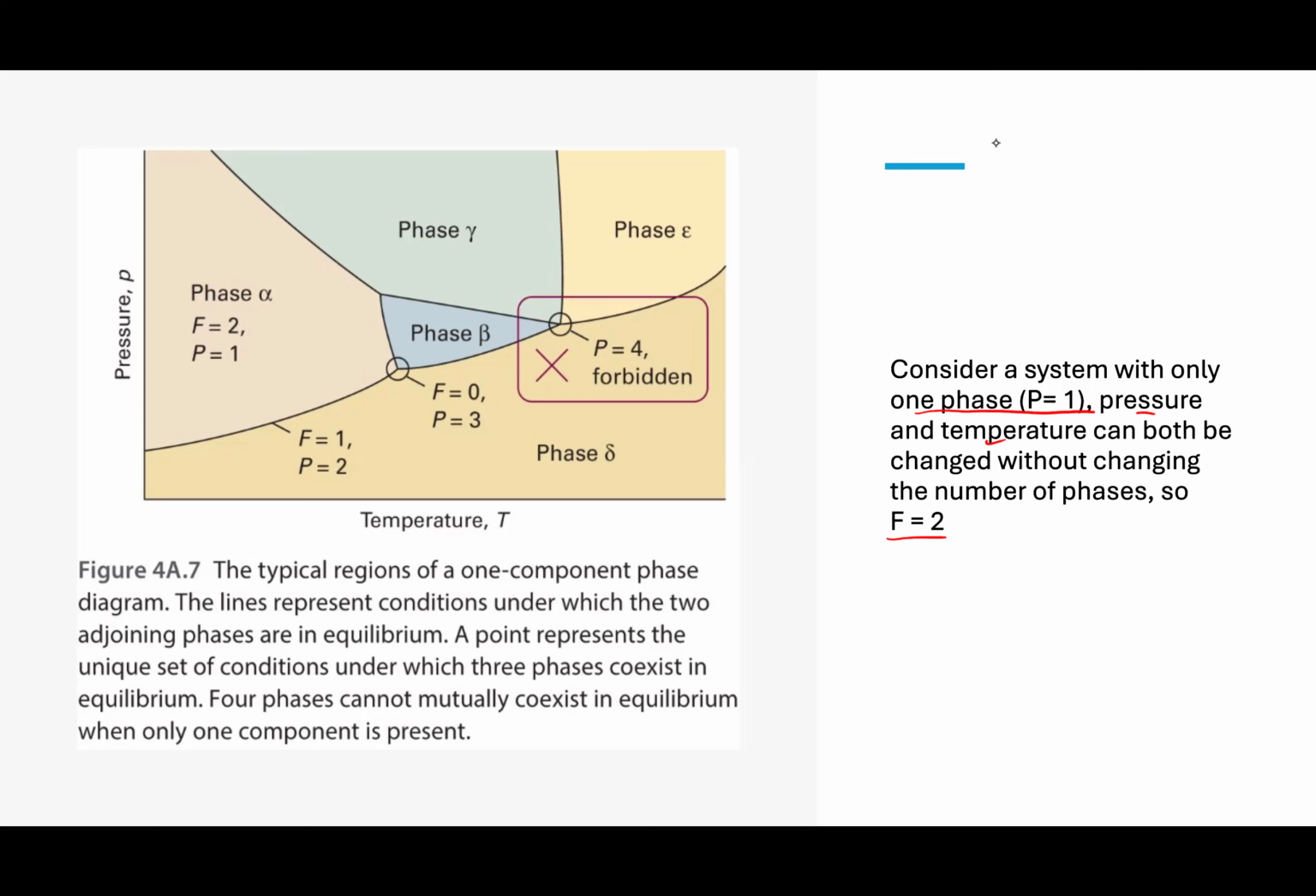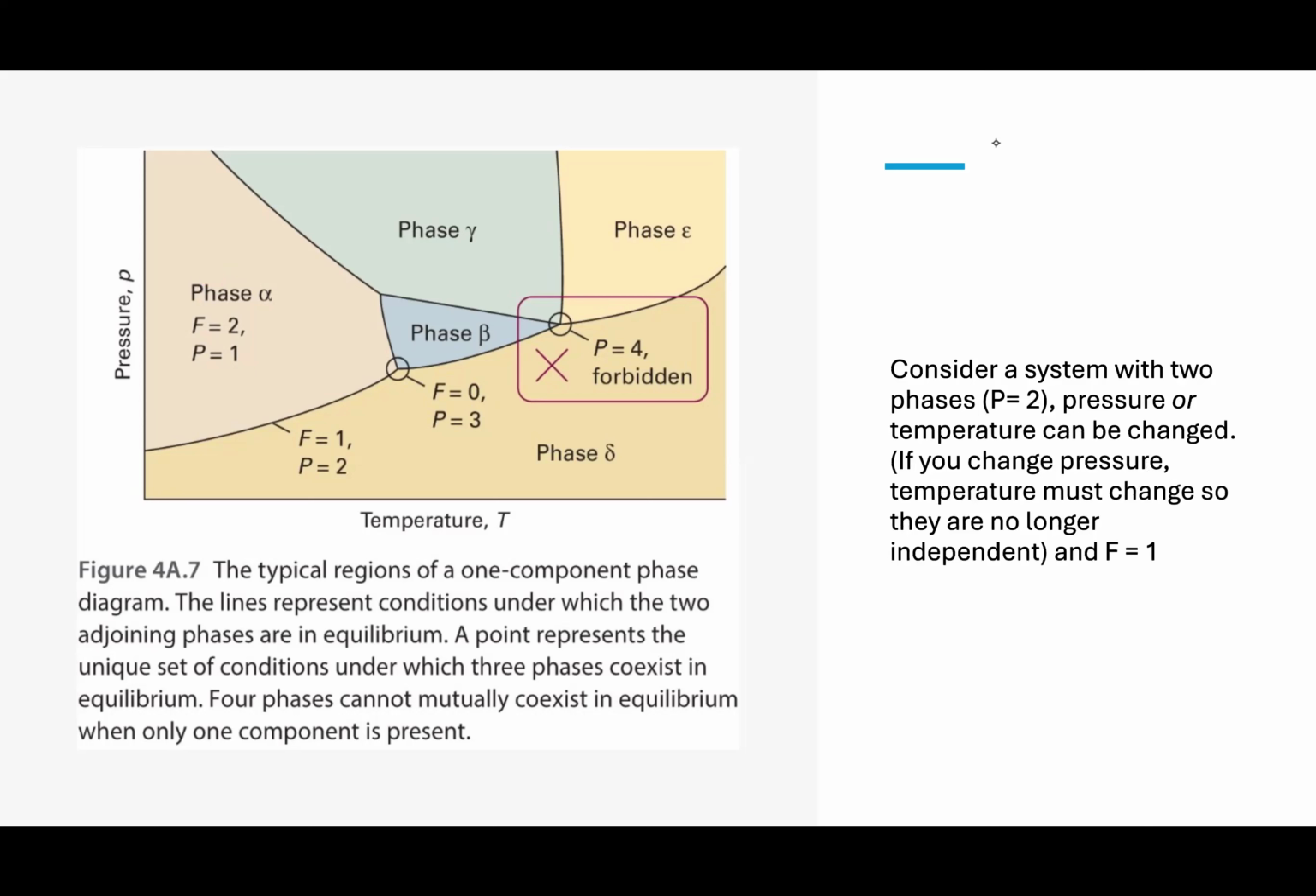So again, if we have one phase, we're going to have 2 degrees of freedom. We can go X or Y and still remain in the same phase. This is the number of variables we can change without changing the number of phases, which in this case is one phase. No matter where we go, we're still going to have one phase.